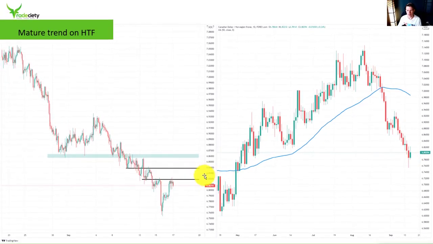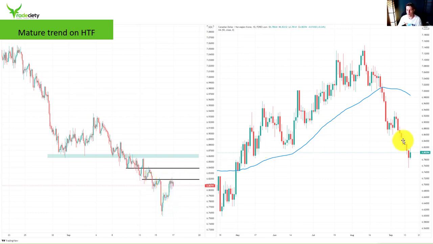So now it doesn't make a lot of sense to look for shorting opportunities on the higher time frame, right? And when we go to the lower time frame, it also doesn't make a lot of sense to look for shorts because the market has been trending down for so long. And the longer a trend continues, especially in Forex, the lower the likelihood that you will see a continuation.